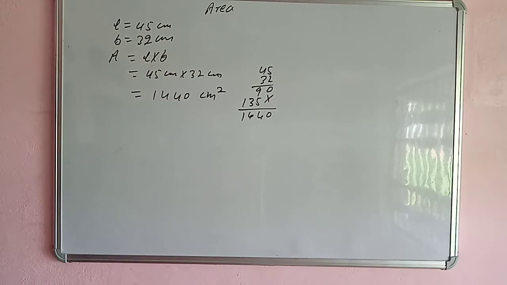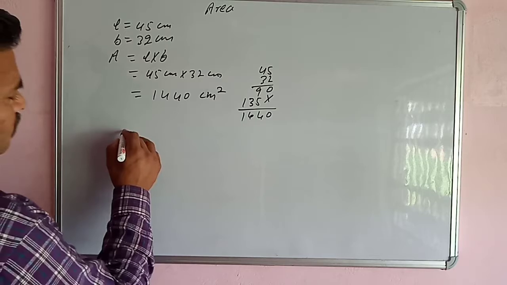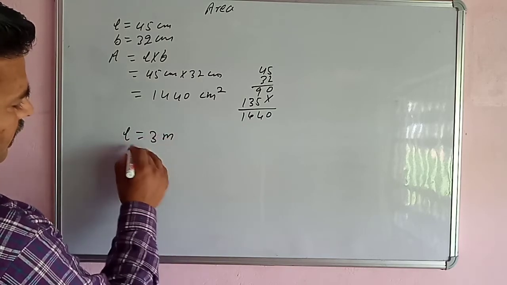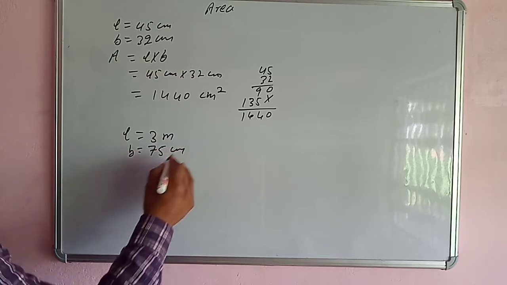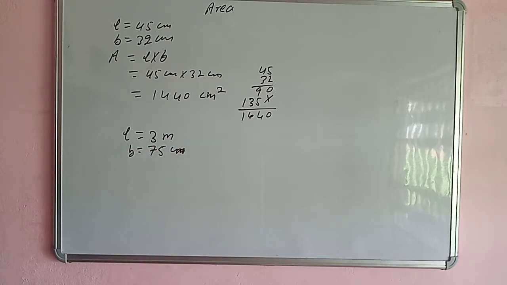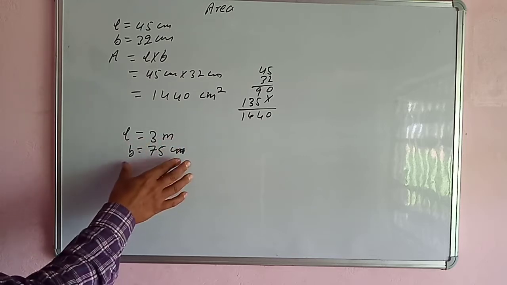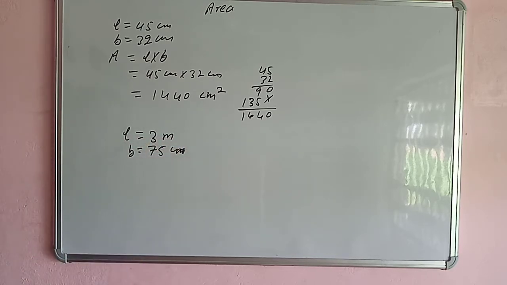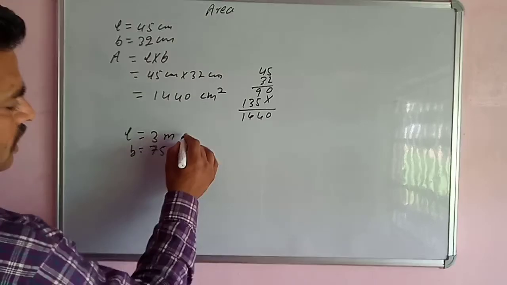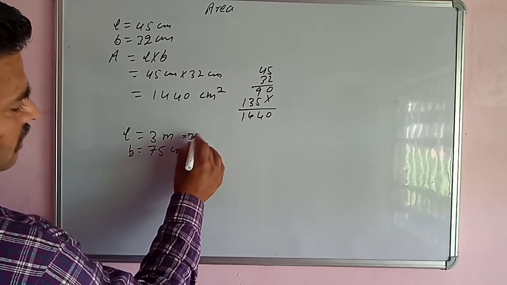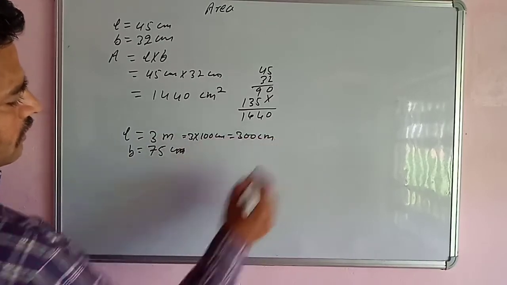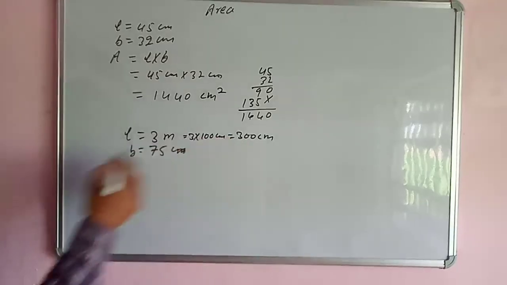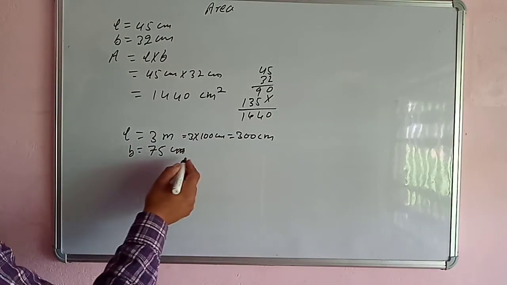If the units are not the same, we will convert. Here we have a question: length is 3 meter and breadth is 75 centimeter. See what is the difference here: the length is given in meter and the breadth is given in centimeter. So we will convert the length into centimeter. 1 meter is equal to 100 centimeter, so 3 meter is 3 multiply 100 centimeter, which is 300 centimeter. So length is 300 centimeter and breadth is 75 centimeter.